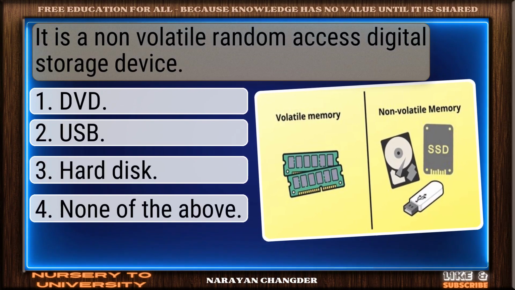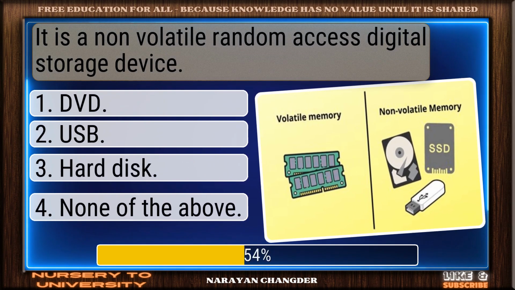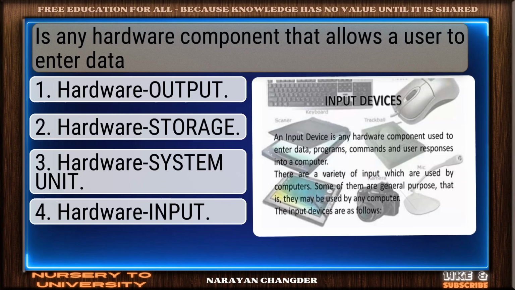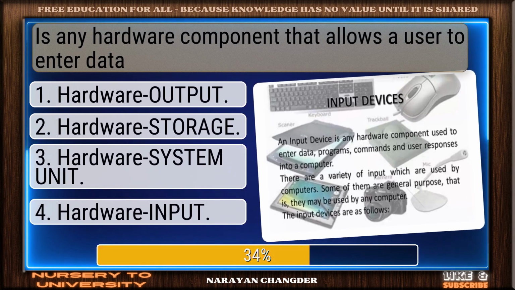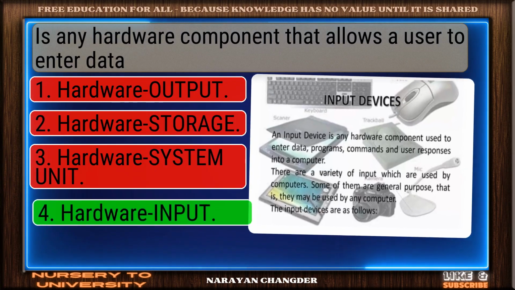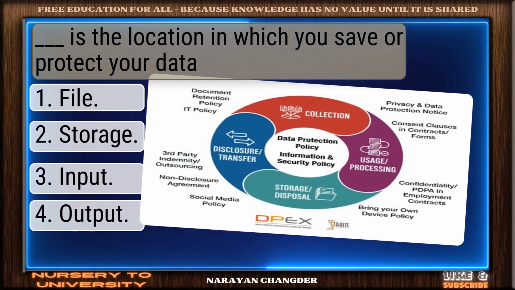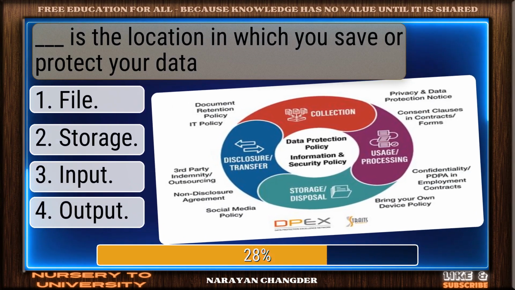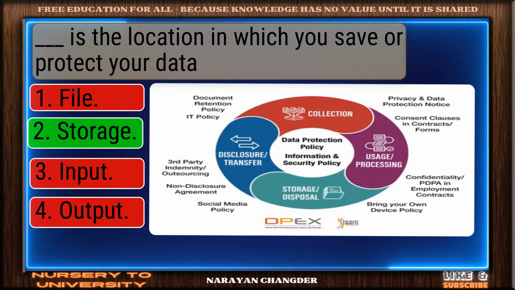It is a non-volatile random access digital storage device. Well picked. Hard disk is correct. Is any hardware component that allows a user to enter data? Great job. Hardware input is accurate. Dash is the location in which you save or protect your data. Strong choice. Storage is right.